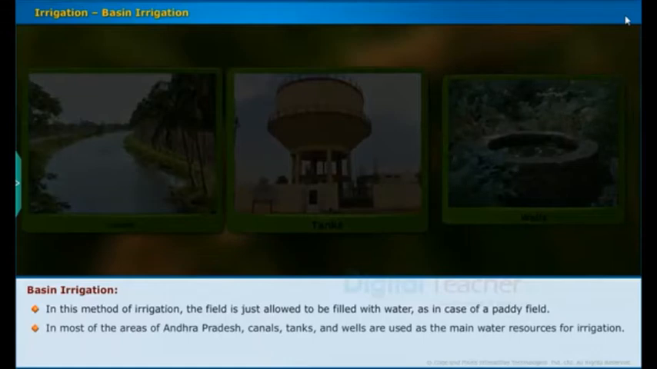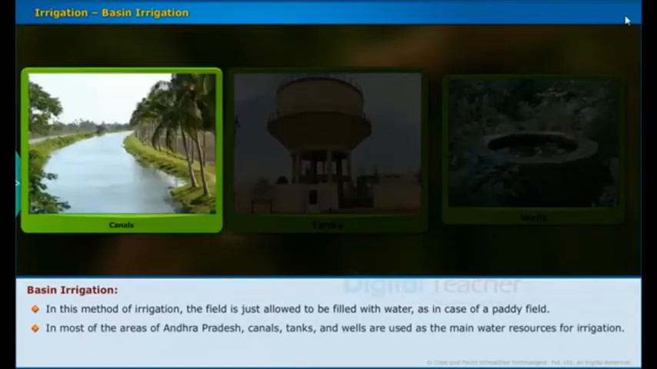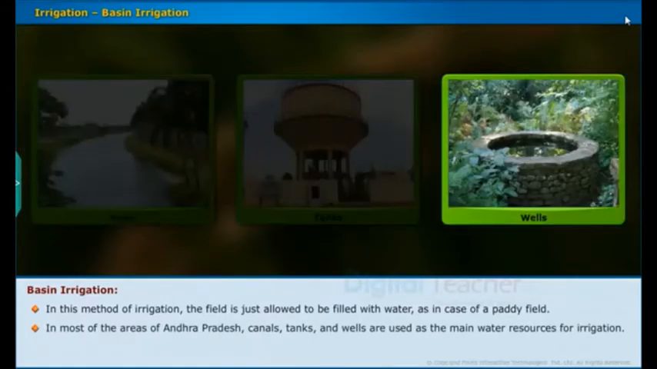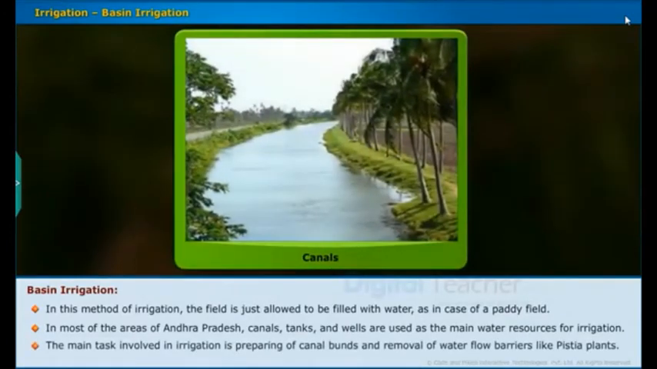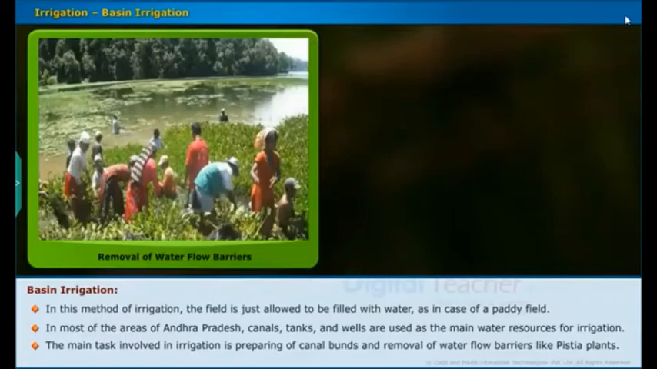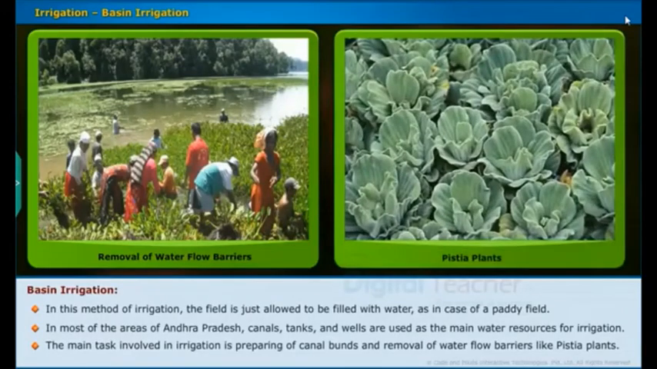In most of the areas of Andhra Pradesh, canals, tanks and wells are used as the main water resources for irrigation. The main task involved in irrigation is preparing of canal bunds and removal of water flow barriers like pistia plants.